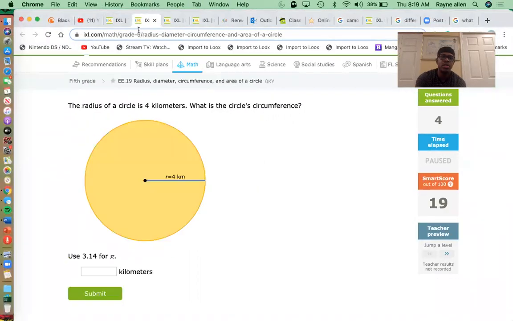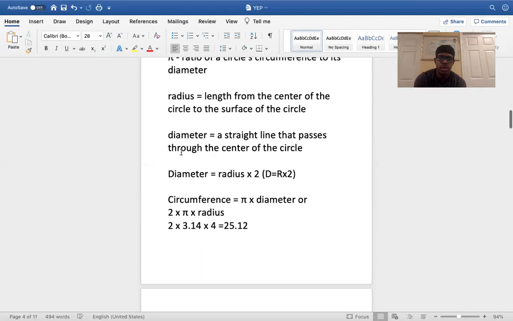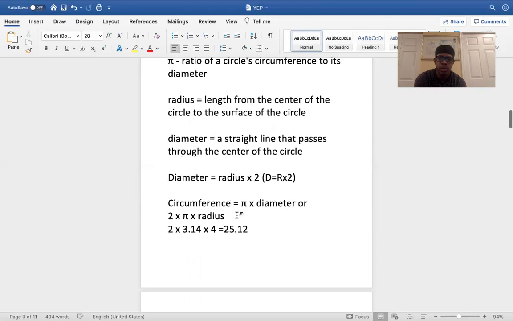Let's say you have a question that says the radius of a circle is 4 kilometers. What is the circle's circumference? Well, we know that the formula is 2 times pi times radius. So that's going to be 2 times 3.14 times the radius for this one, which is 4. So you can either say 2 times 3.14, which is 6.28 times 4, or you could say 2 times 4 is 8, and then 8 times 3.14. And once you multiply that, you should get 25.12.